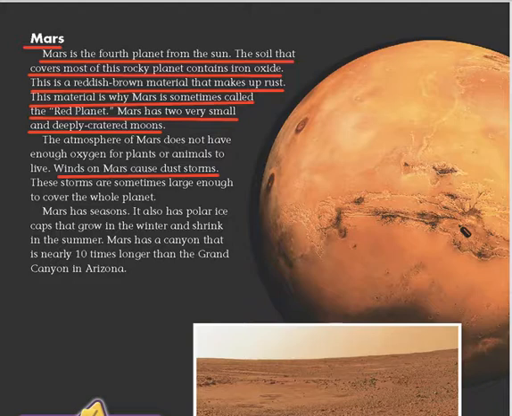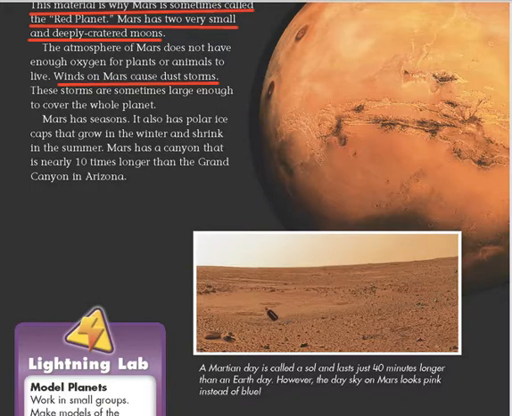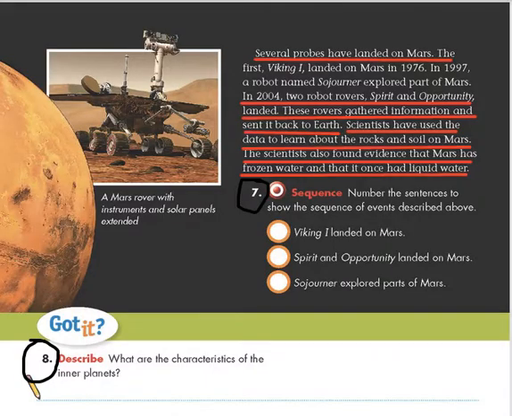Actually, Mars, unlike the Earth, has two very small and deeply cratered moons. So it has two moons rather than one. And it has an atmosphere. The atmosphere of Mars does not have enough oxygen for plants or animals to live. And the winds on Mars cause dust storms. So if we look here, this is the land, or the surface of Mars. And actually several probes have landed on Mars. That's how we know a lot about it.